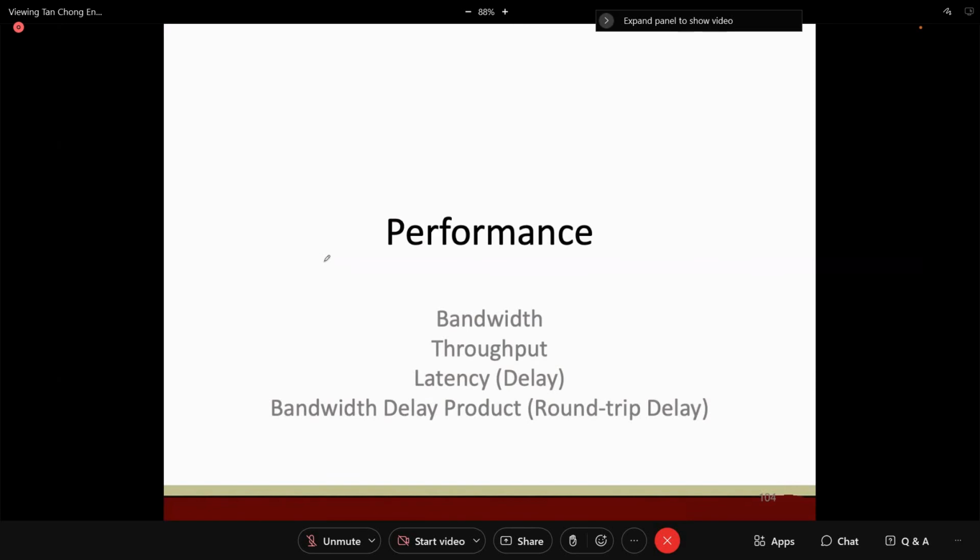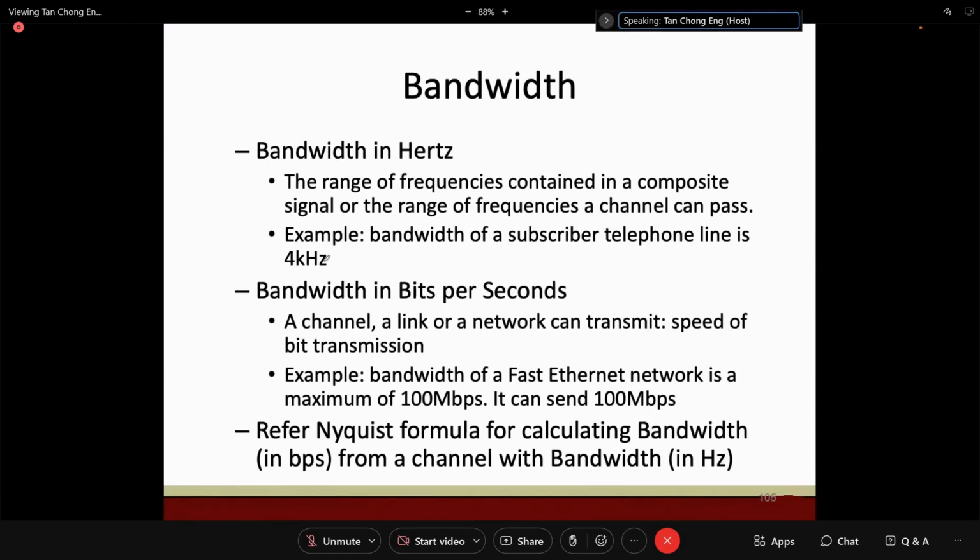All right, performance. Let's look at the last part, on performance. We have a few parameters that are used for performance. So we have bandwidth. I think we have talked about bandwidth already. The higher the frequency, the larger the bandwidth, the higher the bits per second. This means you will have higher bit rates.